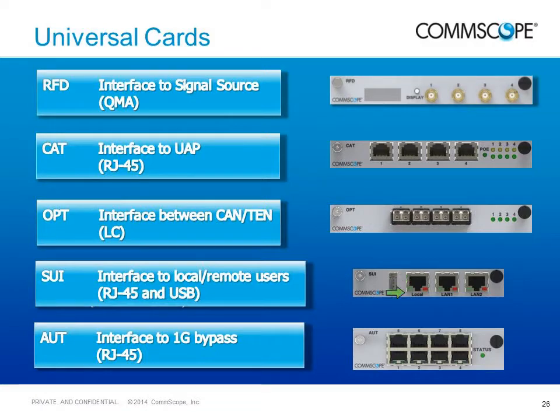And then we have the AUT or auxiliary transport card, which provides access to the 1G bypass, which would be, for example, Wi-Fi access point or support of any IP device over the ION-E system by using the auxiliary port of the UAP.